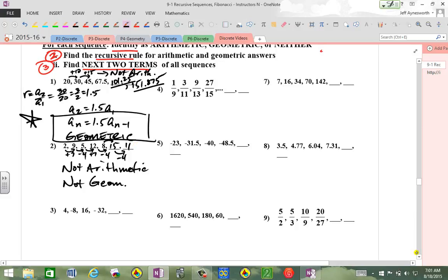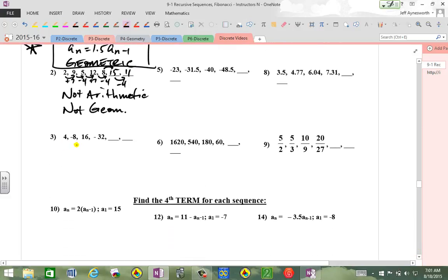All right, number three. Number three should be a little bit different here. What do you do from 4 to negative 8? One way is to subtract 12. 4 minus 12 is negative 8. But negative 8 minus 12 again will give you negative 20, and we want 16. So it's not arithmetic. The difference is not in common because this is something different here. We'd have to add 24 to negative 8. So there's no common difference here. It's not arithmetic.